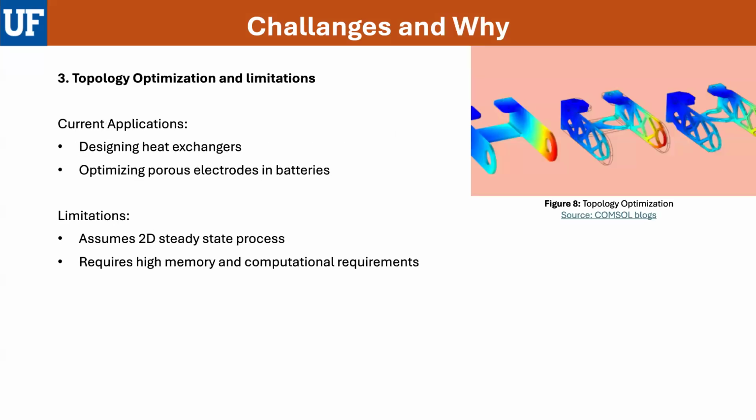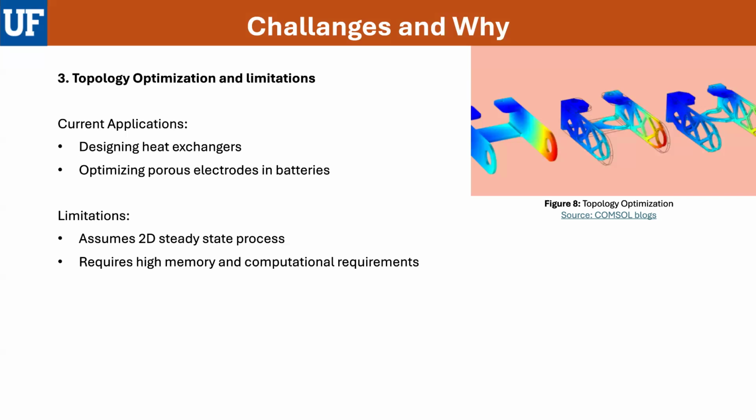Going forward, topology optimization and its limitations. First of all, what is topology optimization? It's a mathematical approach used to design structures by optimizing their shape and material distribution under certain constraints. In the figure, we can see that as we go from left to right, the rightmost is the optimized figure. In pore scale modeling, it is used to optimize pore structures to enhance the transport properties.